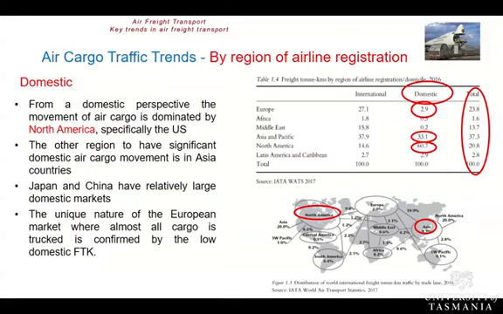Asia is still pretty well out in front. Europe, a relatively strong second, followed by North America, which has been able to improve their volumes significantly, but relative to the fact that domestic volumes are only 14% of the global air cargo volumes that are carried.